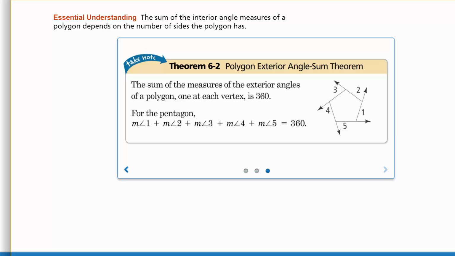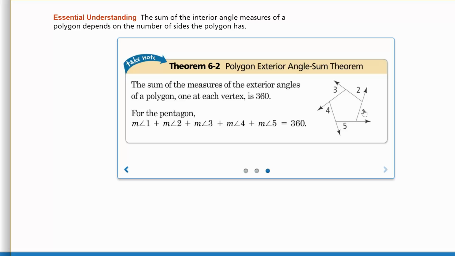Okay, the last theorem in there sometimes is so easy that it causes us problems. Theorem 6.2 says that if we take the sum of all the exterior angles, one at each vertex, so we've got this angle 1 that's formed by this exterior angle, 2, we make an exterior angle at this vertex, 3 is an exterior angle, 4 is an exterior angle, 5 is an exterior angle. So for any polygon, the sum of the exterior angles is always 360.